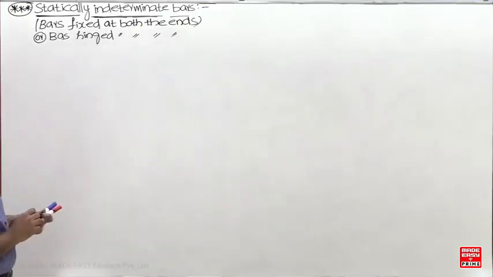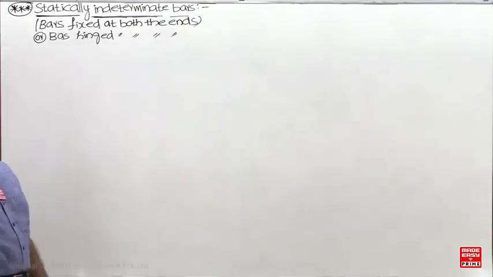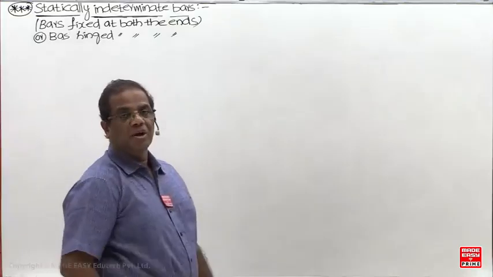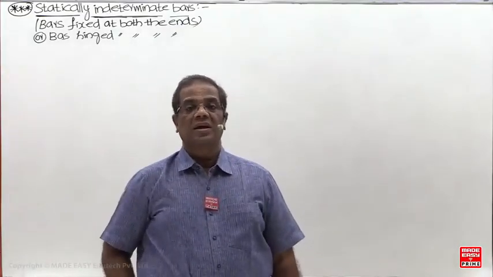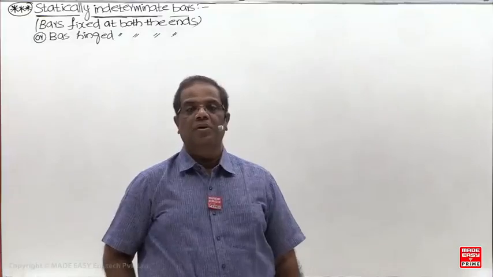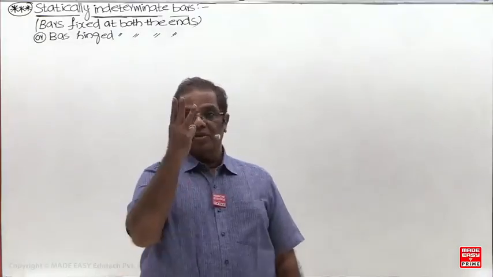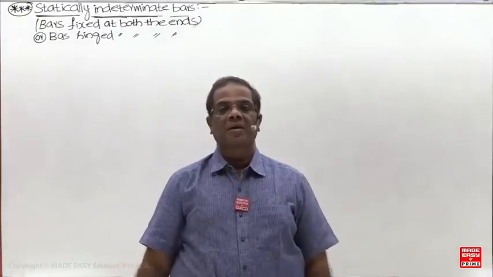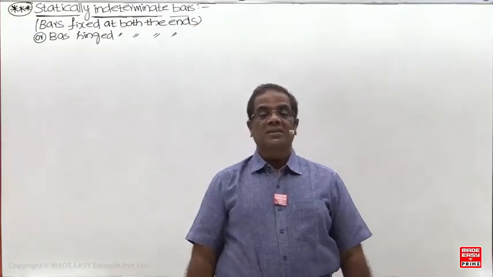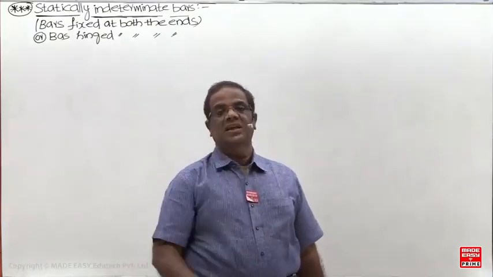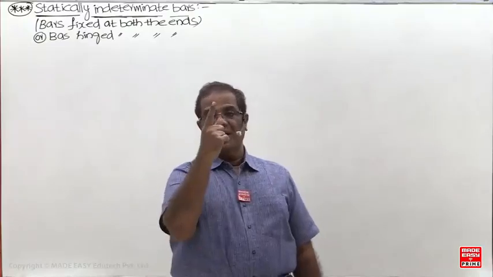Bar fixed at both the ends, or you can also call it hinged at both the ends. How many supports are going to be there now? Fixed support, hinge support and roller support. Fixed support has 3 reactions: horizontal, vertical and moment reaction. Hinge support, sorry, hinge support has 2 reactions.